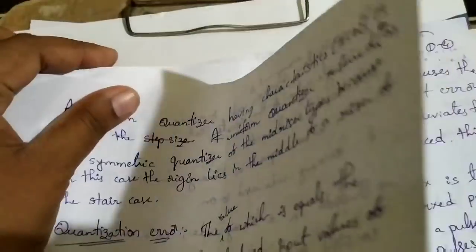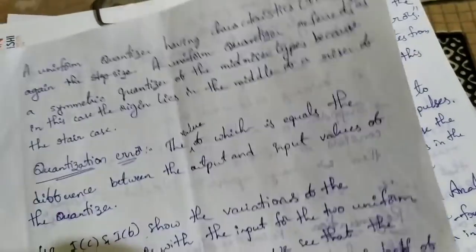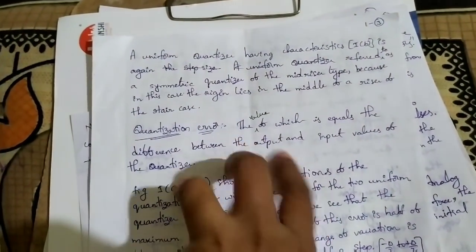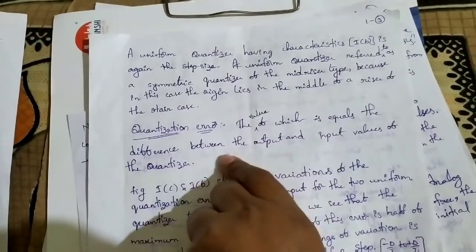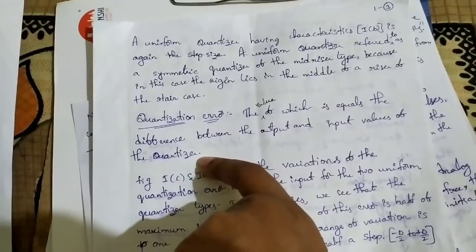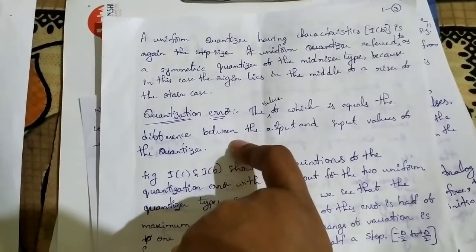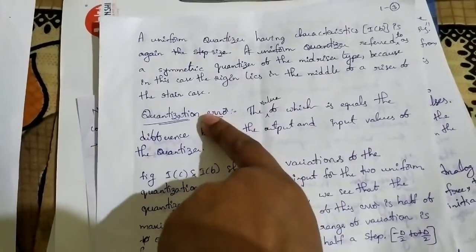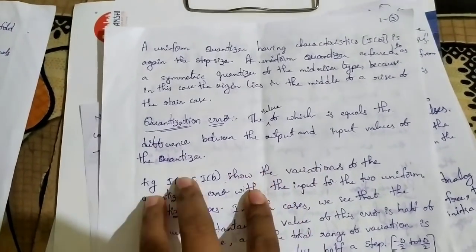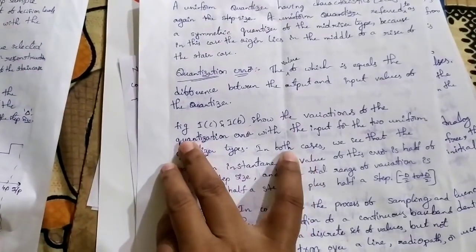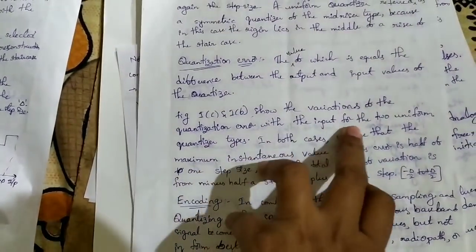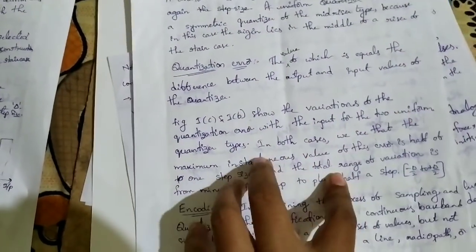So what is the quantization error? Quantization error is the value equal to the difference between the output and input values of the quantizer. Then how did we get these waveforms? Here you see, figures 1c and 1d show the variations of the quantization error with the input for the two uniform quantizer types.